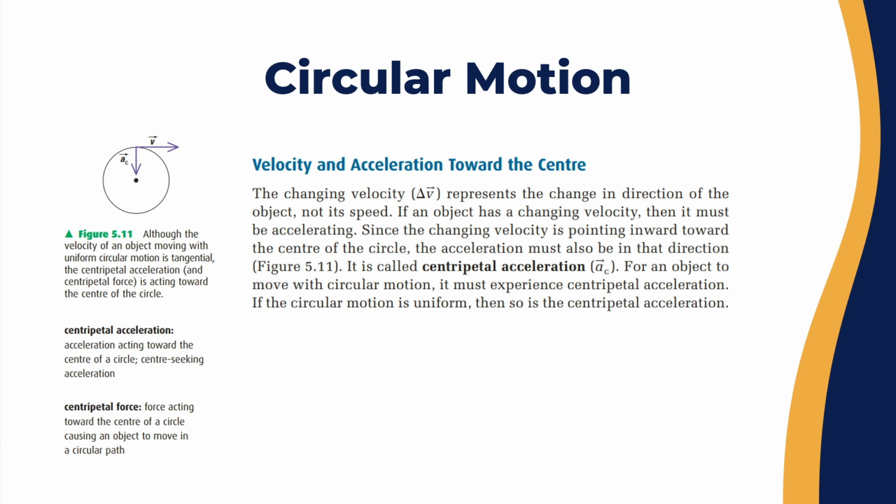That's what we call the centripetal acceleration, or the acceleration towards the center, AC. An object moving with circular motion must experience the acceleration toward the center, or centripetal acceleration. If the circular motion is uniform, then the centripetal acceleration is uniform as well. So you can define centripetal acceleration as acceleration acting toward the center of the circle, center-seeking acceleration. Centripetal force is a force acting toward the center of a circle, causing an object to move in a circular path.